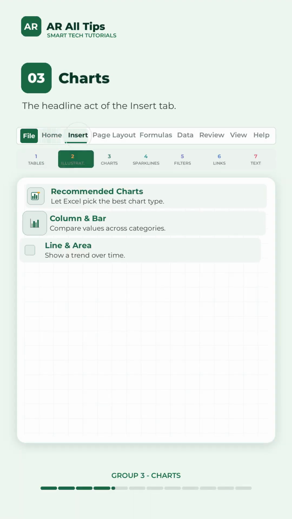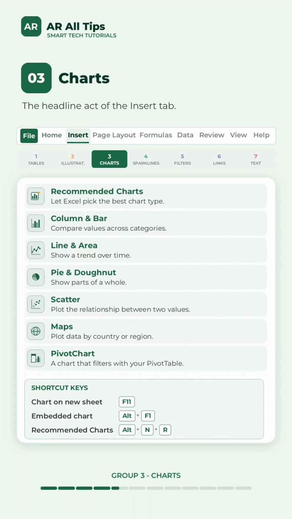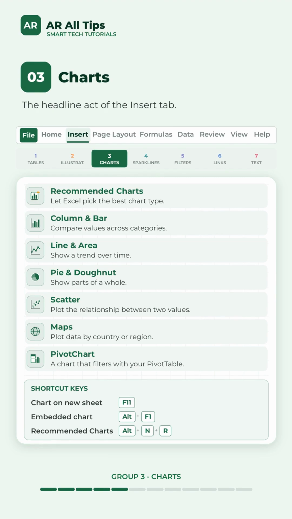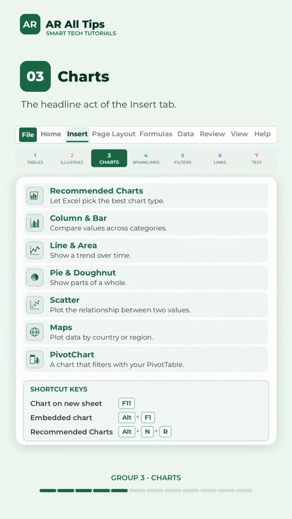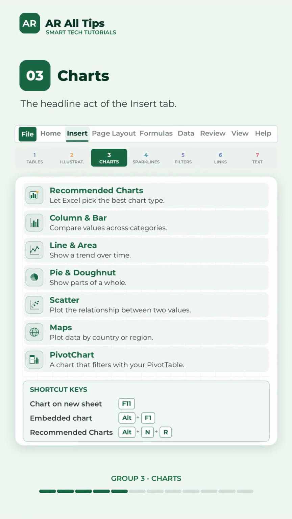Group 3, Charts, the big one. Not sure which type to use? Recommended Charts decides for you. Column and bar to compare, line for trends, pie for parts of a whole, scatter for relationships, maps by country, and PivotChart, which filters right along with your pivot table.